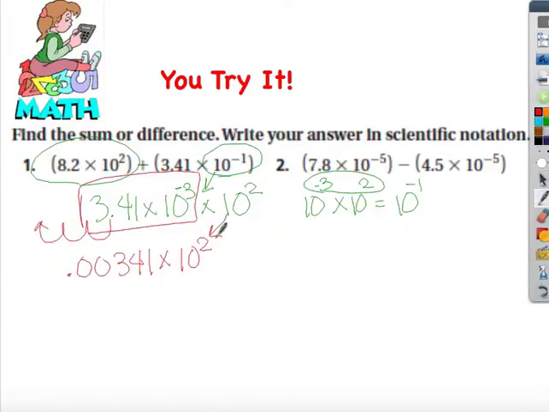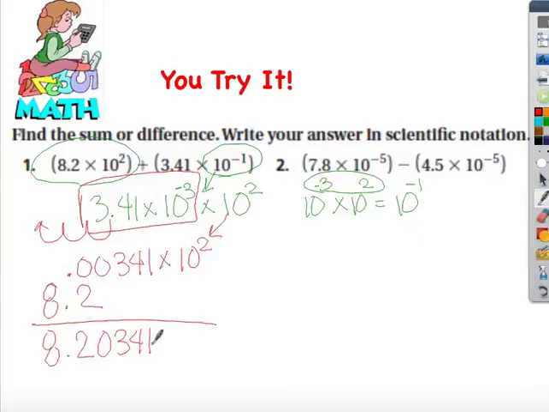Okay? So both of our numbers now have the same power of 10, so we can simply add them. We get 8.20341. That's a good number. It is between 1 and 10, so we're ready to finish our answer in scientific notation.